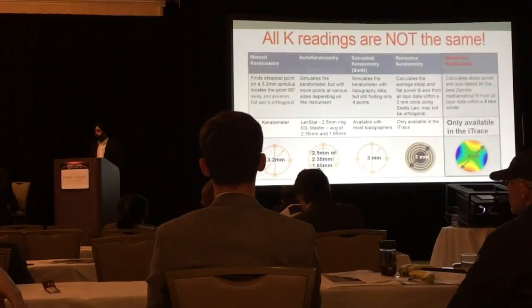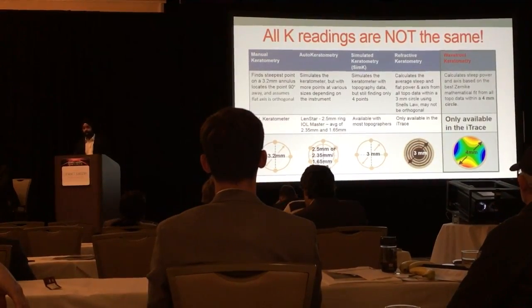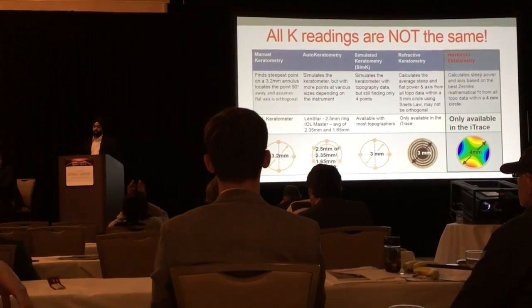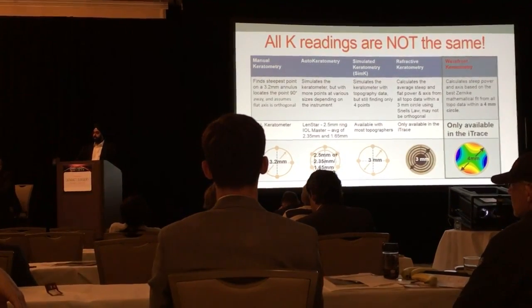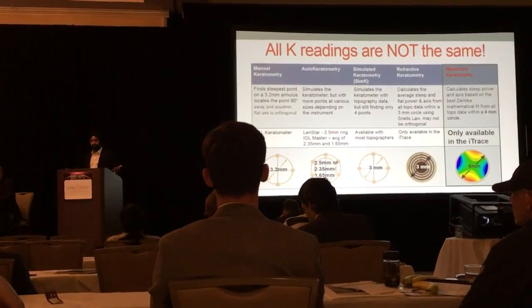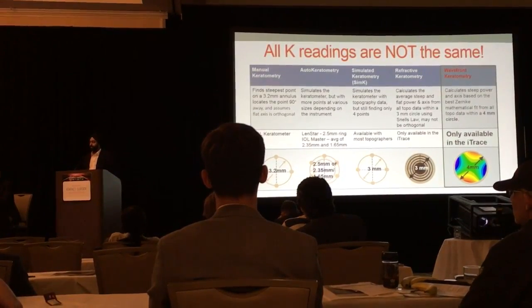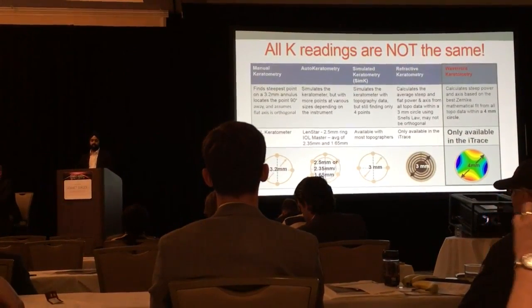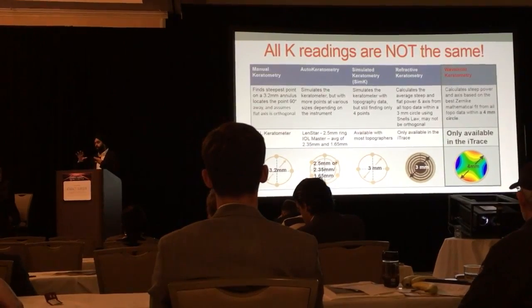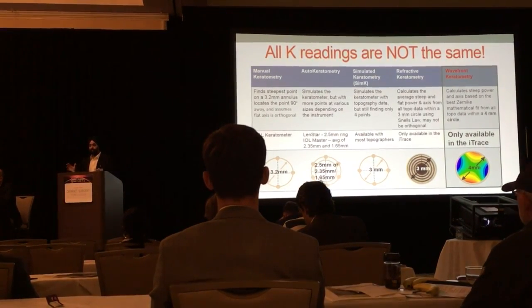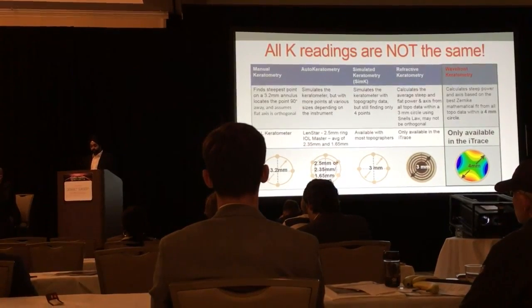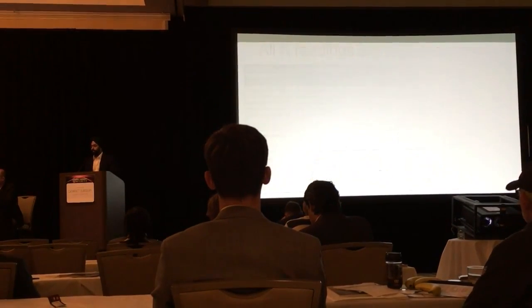So we all get frustrated, I know I do, when you have your IOLMaster, your LENSTAR saying one thing, your topographer saying something else, your auto refraction, your manifest refraction, and you're like, what the heck do I do now? And then what's nice about the iTrace is that it has wavefront keratometry. So it's not just taking individual points, it's taking the whole wavefront of the 4 millimeter central cornea, and using Zernike mathematical formulas, it can give you, I think, a true understanding of the keratometry of the eye.